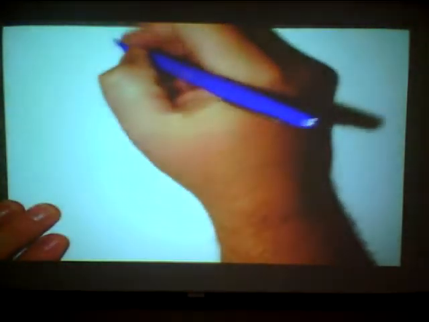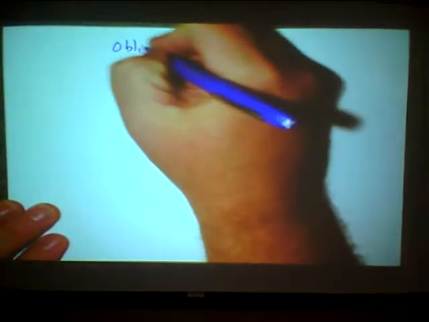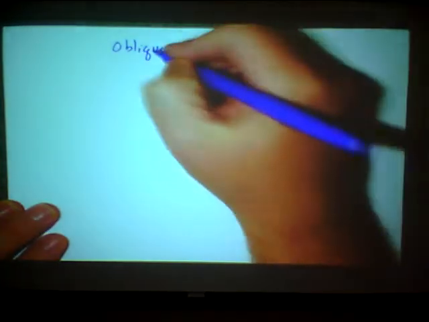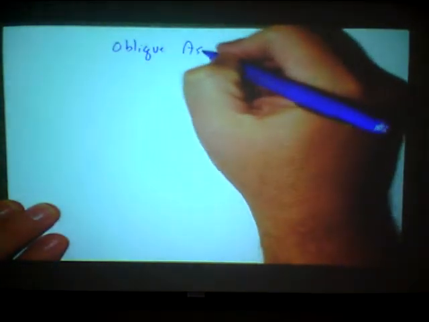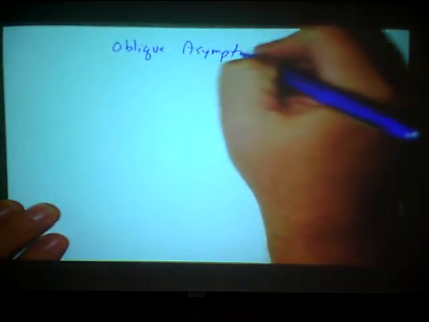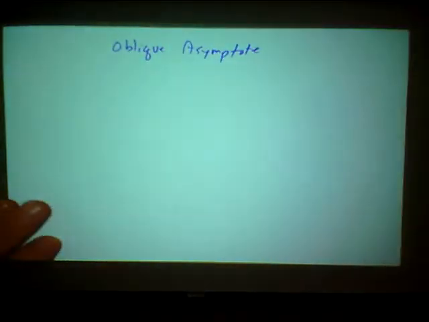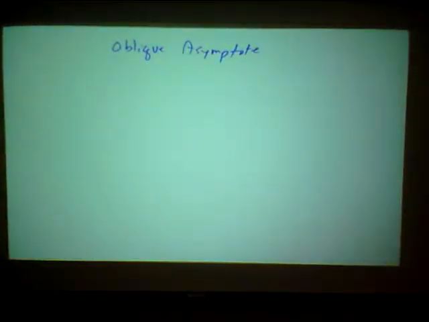I want to now talk about oblique asymptotes. In class, we've talked about horizontal and vertical asymptotes, but there's actually one more kind of asymptote. I did not have time in class to go over it very well. So let's talk about it now, and we can do a problem. Let me take a few minutes and try and give the background to what an oblique asymptote is.